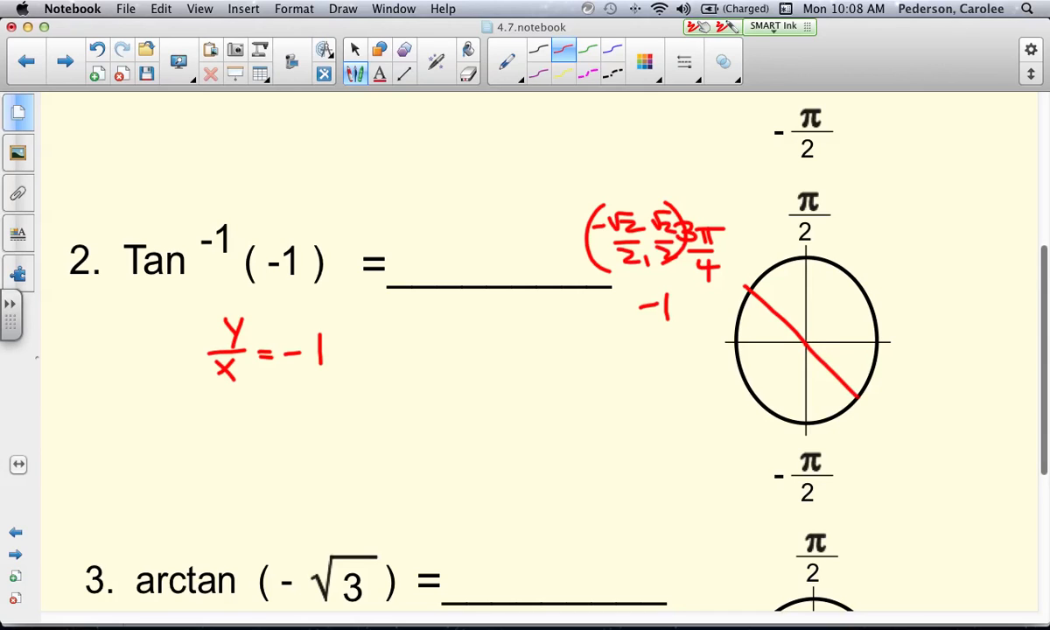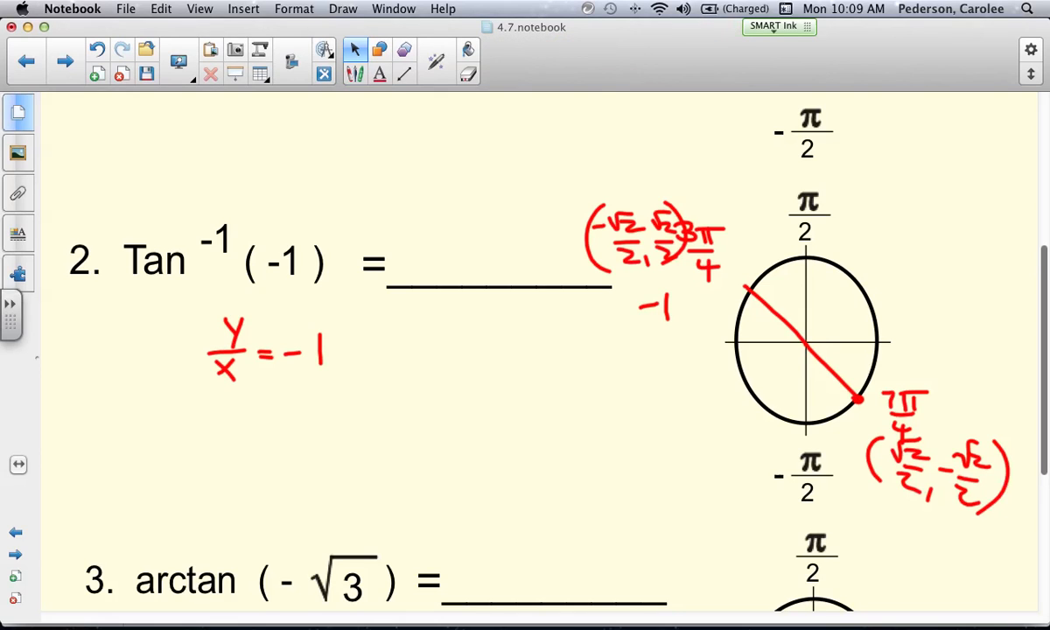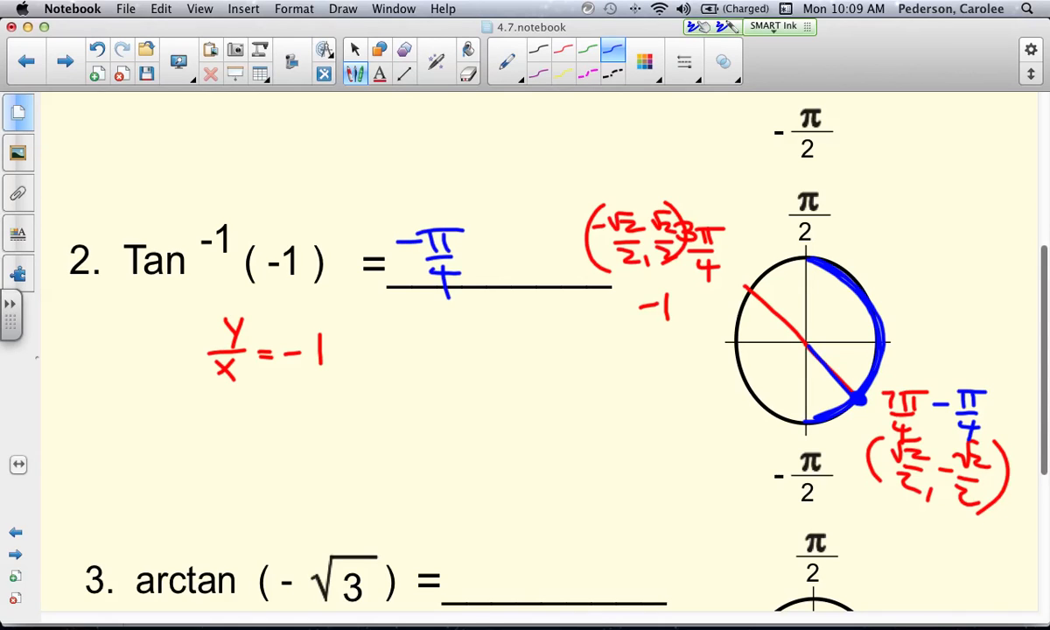I have another one over here. You said it's 7 pi over 4, which is the ordered pair square root of 2 over 2, negative square root of 2 over 2. If I divide those, I get negative 1. But so far, neither one of those falls in the correct range. So then we write the coterminal negative pi over 4, because it has to fall between negative pi over 2 and pi over 2. So my answer then is negative pi over 4.